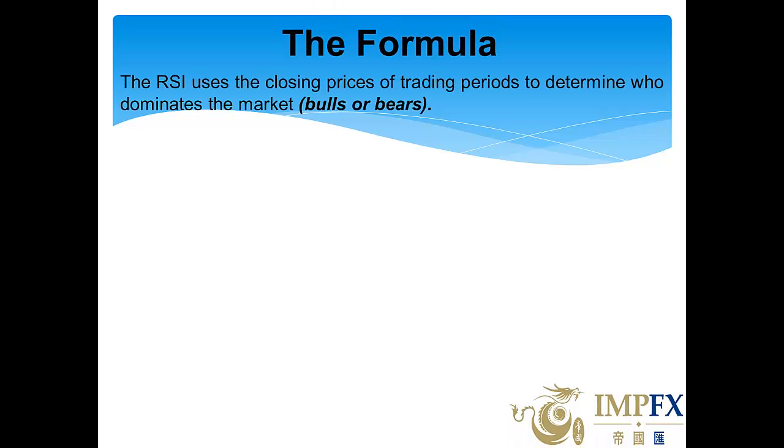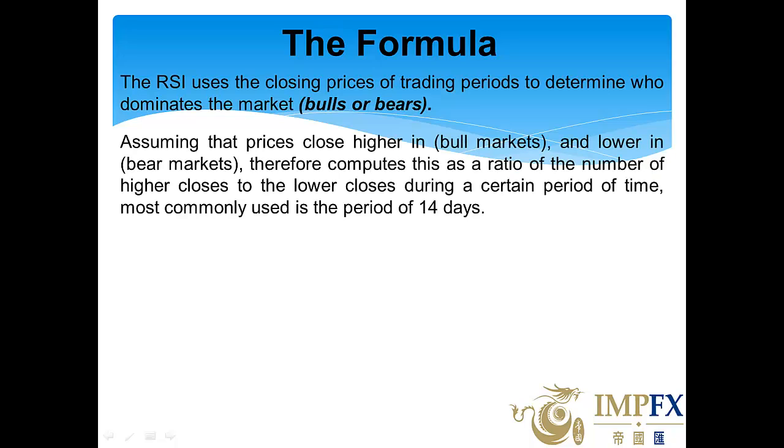So, what is the formula for the RSI? The RSI uses the closing prices of trading periods to determine who dominates the markets, whether it's either the bulls or the bears. Assuming that prices close higher in bull markets and lower in bear markets, it computes this as a ratio of the number of the higher closes to the lower closes during a certain period of time. Most commonly used is the period of 14 days. The formula: RSI equals 100 minus 100 divided by 1 plus RS.